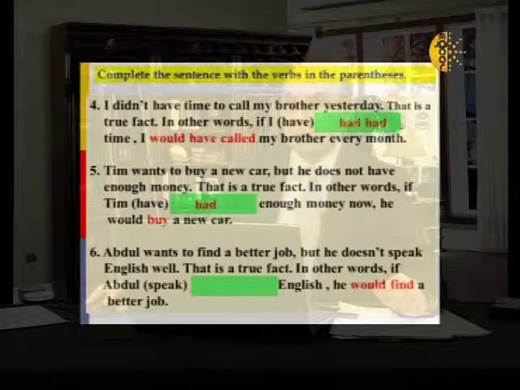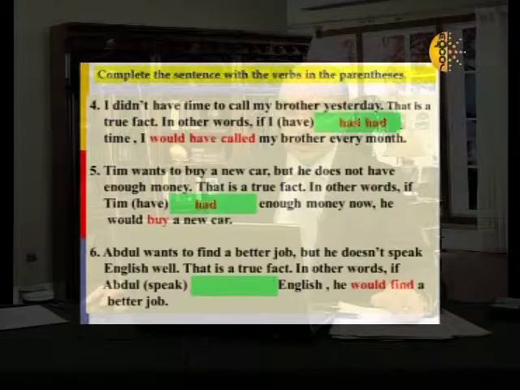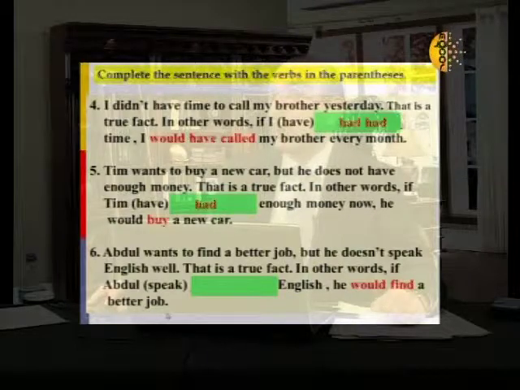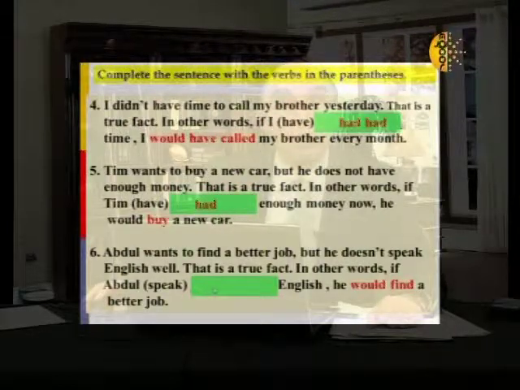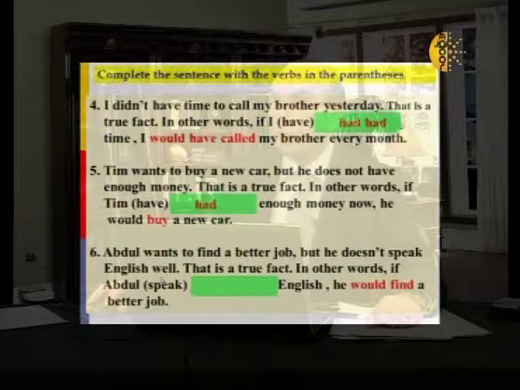Sentence number 6. Abdul wants to find a better job, but he doesn't speak English well. That's a true fact. In other words, if Abdul spoke English, he would find a better job. Now, what is the fact? The fact is that Abdul doesn't speak English, but he wants to find a job. So which form of speak can you use here?